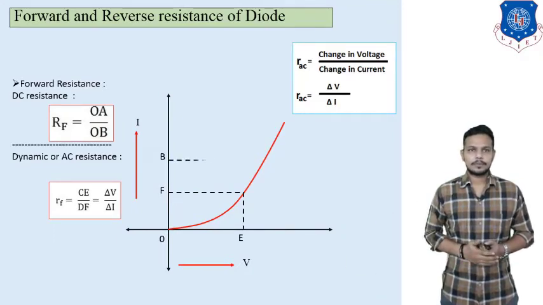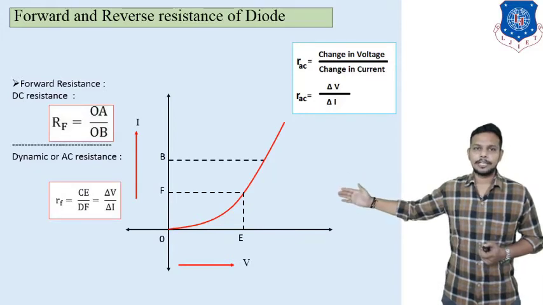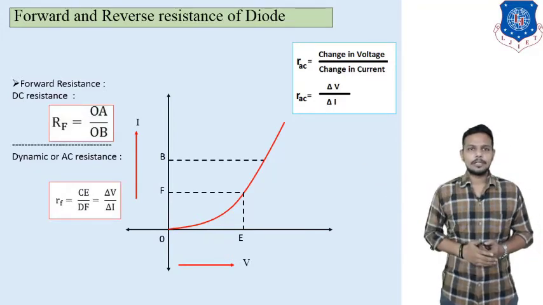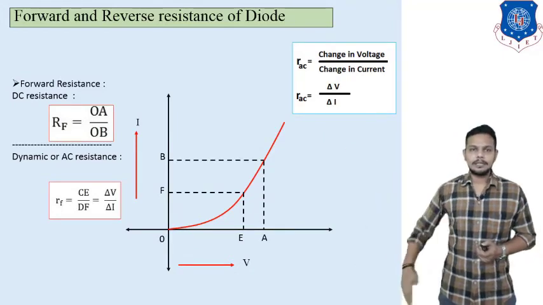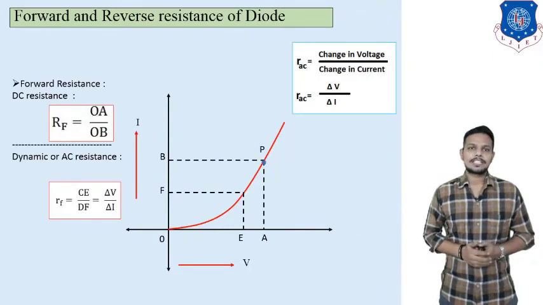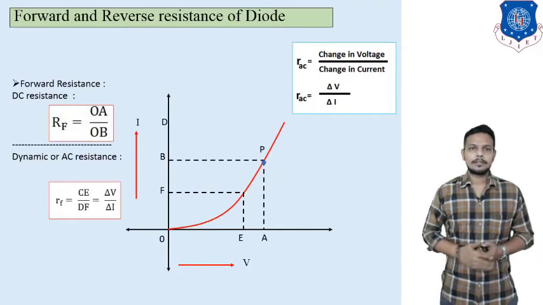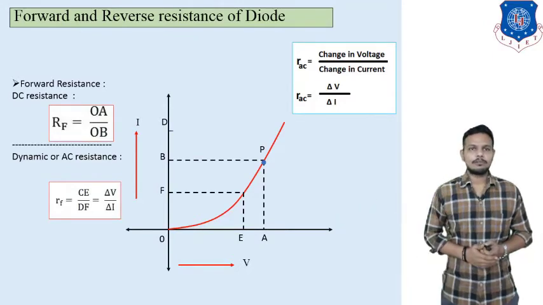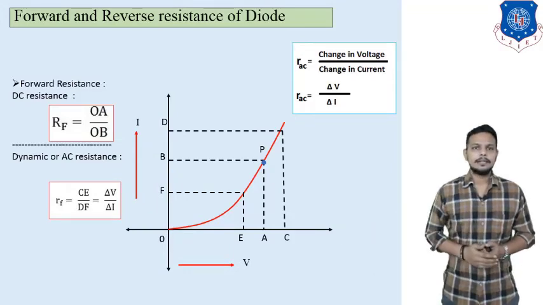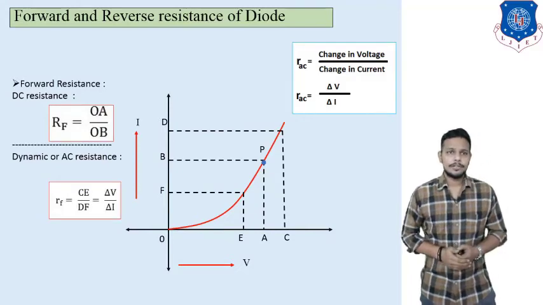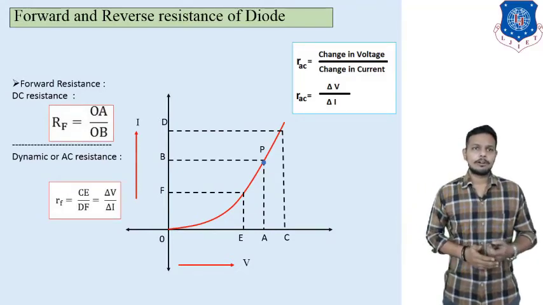Similarly, at different voltages we can get different current values. So this is A and B, and due to this A and B, the point generated is known as the P point. Similarly here, with a different voltage we can find a different current at this point. So this point is C and D.